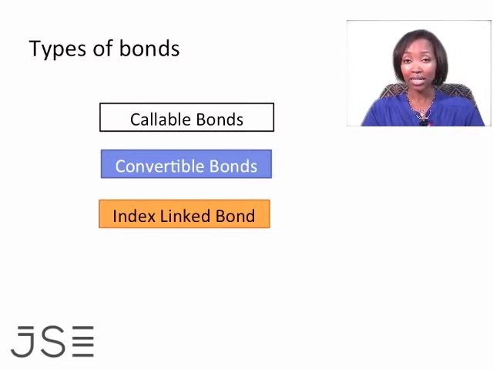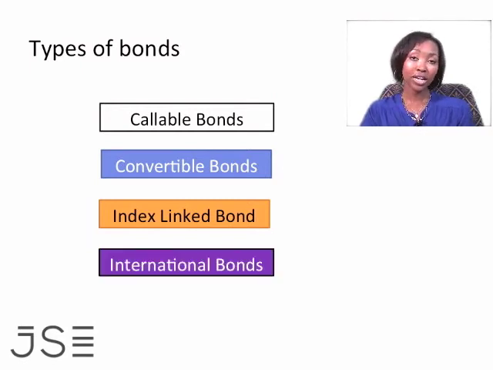And then index-linked bonds. So we looked at an example where you had a floating rate note or a floating rate bond that was linked to CPI, which is the Consumer Price Index. The CPI is what you'd call a reference rate. So an index-linked bond is basically one where the coupon rate is based on some sort of reference rate. And there are other indices that can be used as a reference rate to calculate your coupon.